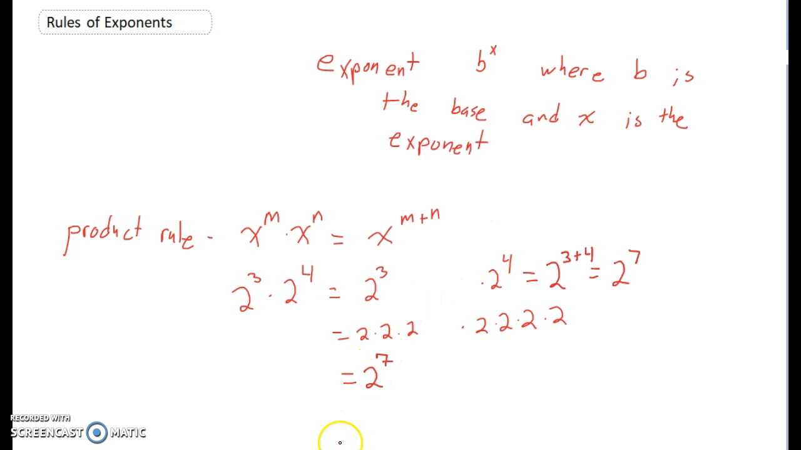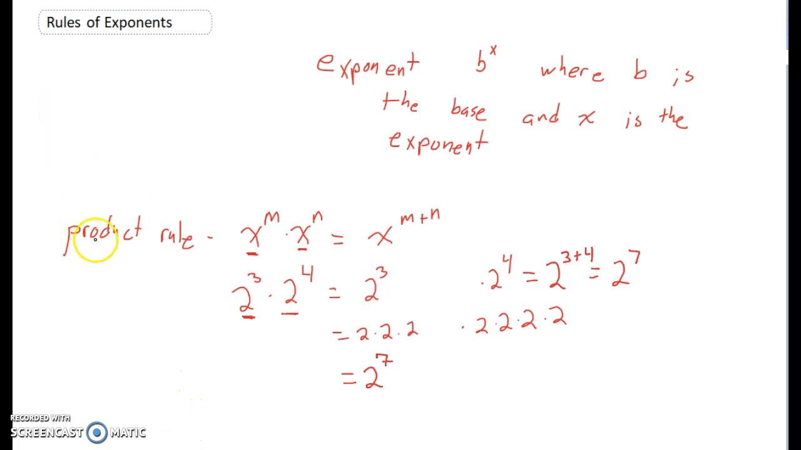So something to keep in mind is if we have x to the m times x to the n, right? Our base is the same. But our exponents, they could be the same, they could be different. But as long as our base is the same, right, in this case x and x, or 2 and 2, we are able to rewrite it as x to the m plus n.